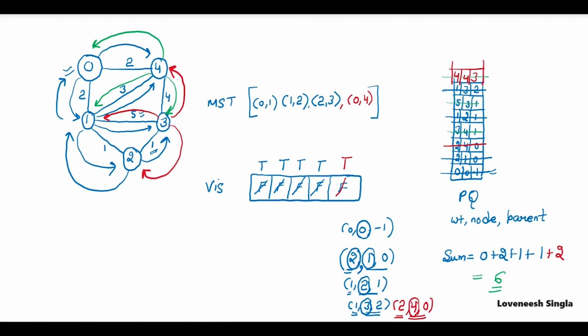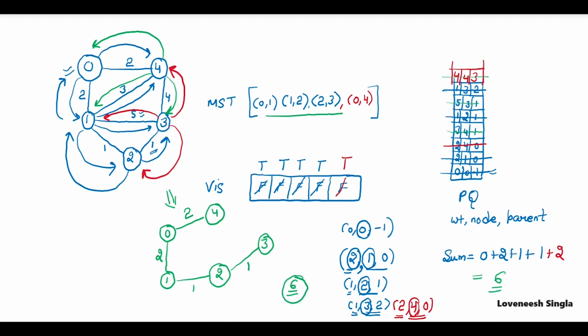And if we create a minimum spanning tree with these edges, then it will look like this. We will have an edge from 0 to 1, and weight will be 2, from 1 to 2, and weight will be 1, and from 2 to 3, and weight will be again 1, and 0 to 4, and weight will be 2. And if we add all these weights, then we will get 6 as the total sum. So in this way, we can get a minimum spanning tree with the help of Prim's algorithm.